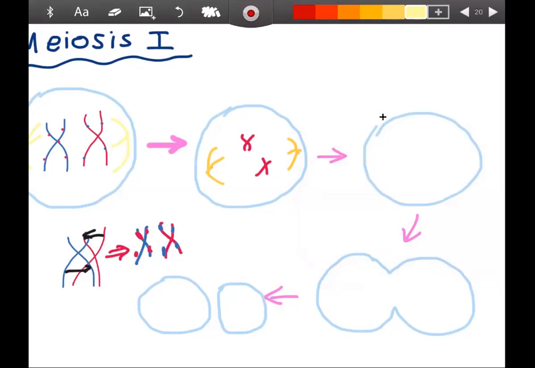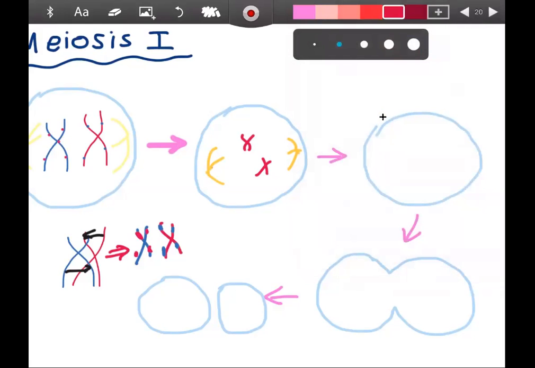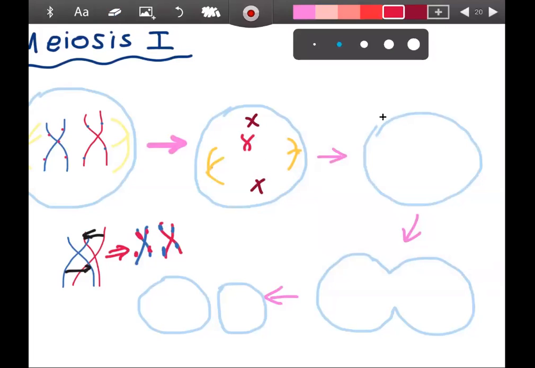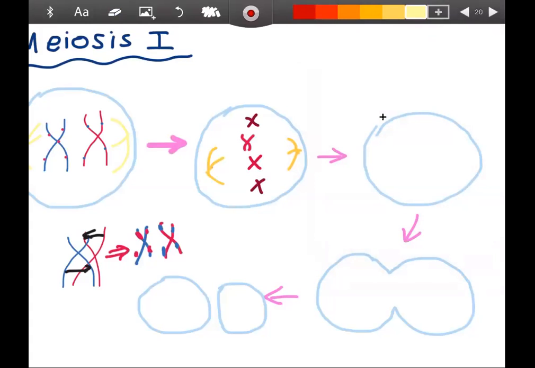Then we have metaphase, where these chromosomes are going to line up in the metaphase plate in the middle of the cell. Now our kinetochores are going to form, and the spindle fibers are going to connect to each of the centromeres and the kinetochores in the middle of those chromosomes. And then we have anaphase, where it's going to start pulling these chromosomes apart.